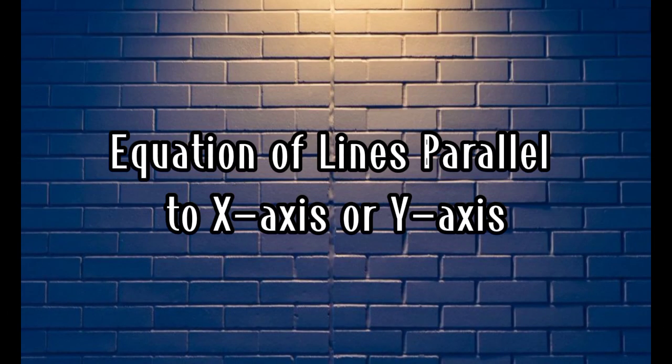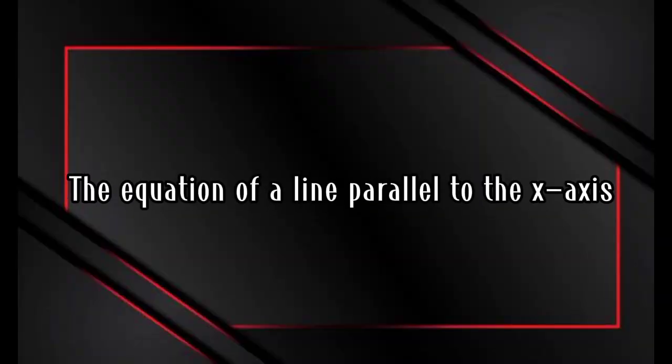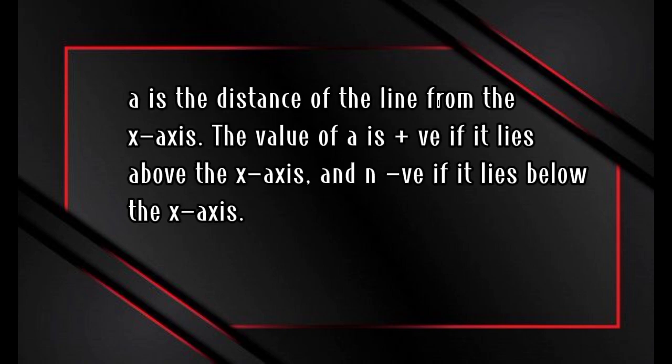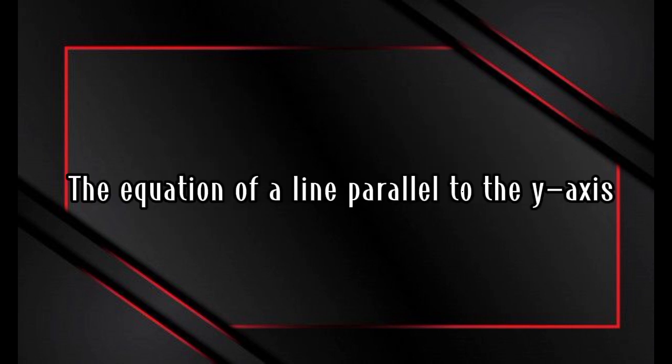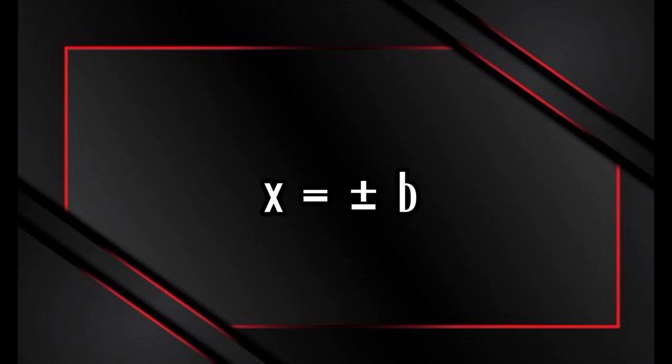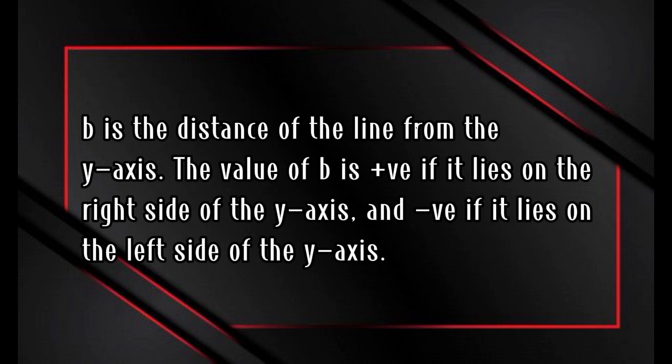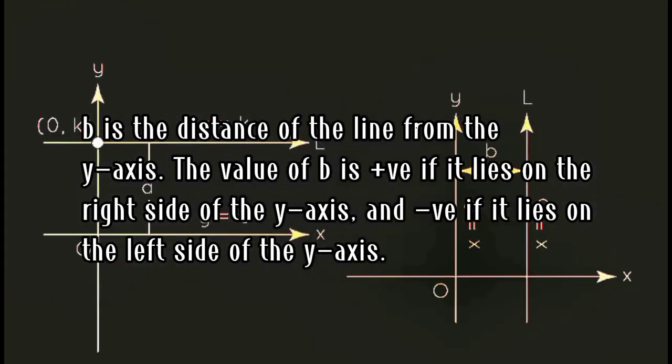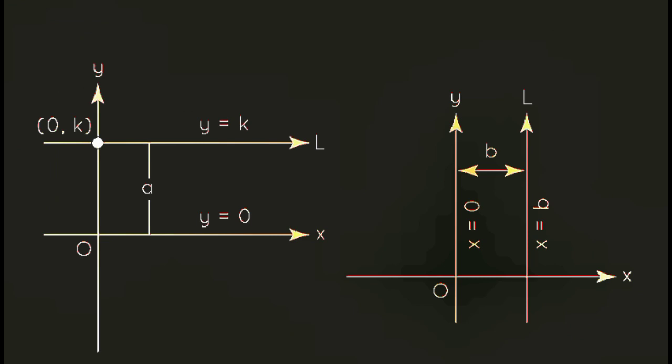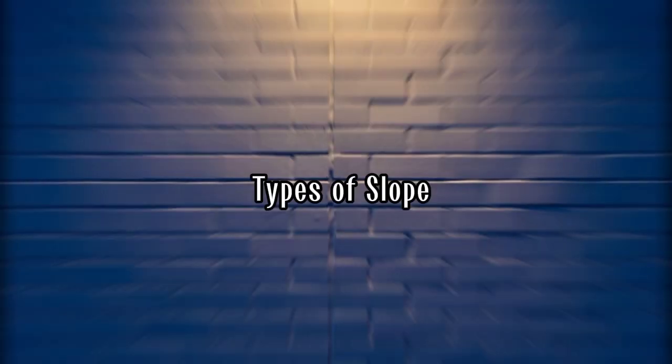Equation of lines parallel to x-axis or y-axis. The equation of a line parallel to the x-axis is given by y = plus or minus a, where a is the distance of the line from the x-axis. The value of a is positive if it lies above the x-axis, and negative if it lies below the x-axis. The equation of a line parallel to the y-axis is given by x = plus or minus b, where b is the distance of the line from the y-axis. The value of b is positive if it lies on the right side of the y-axis, and negative if it lies on the left side of the y-axis. Below is the image of lines parallel to the x-axis and the y-axis respectively.